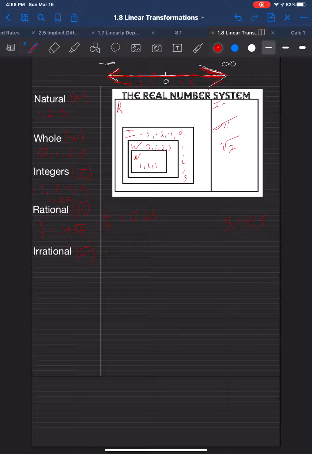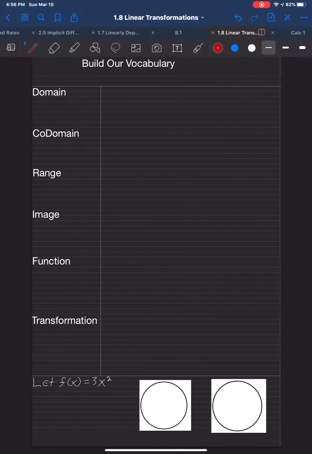Let me go ahead and continue in our work with linear transformation. So what I want to do here is build on some vocabulary that you have dealt with before. I want to really formalize some ideas of what we mean by domain and range. Now, some of these you may not have seen before. Things like codomain, or image, or function, or transformation.